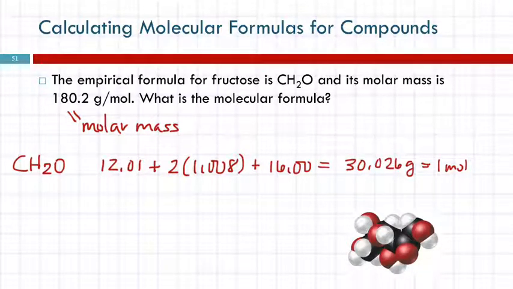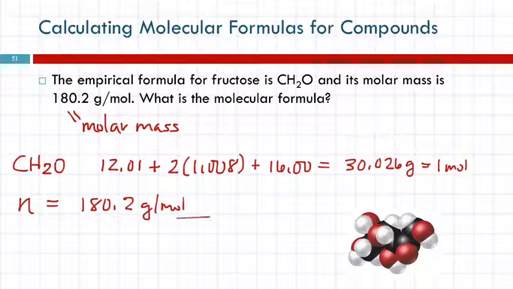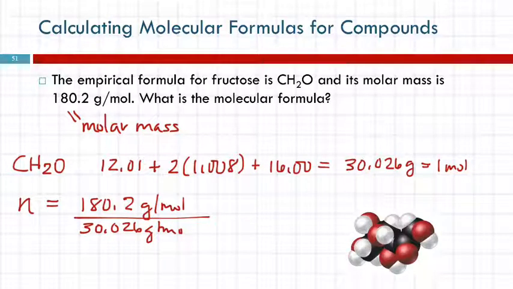But it's not, it's 180. So how many times bigger is 180 than 30? It's 6. I mean, we can kind of do that in our heads, but we should write it out. So to find how many times bigger, that's the n, we're going to take the molar mass that we were given, 180.2 grams per mole, and divide it by the mass of 1 mole of the empirical formula, 30.026 grams per mole. The units cancel out because this is a whole number. It doesn't have any units.